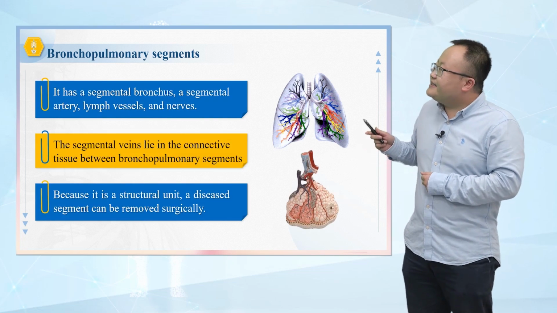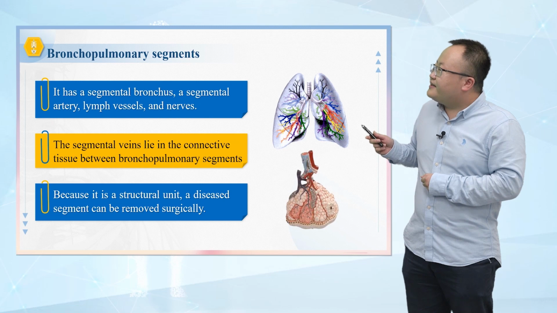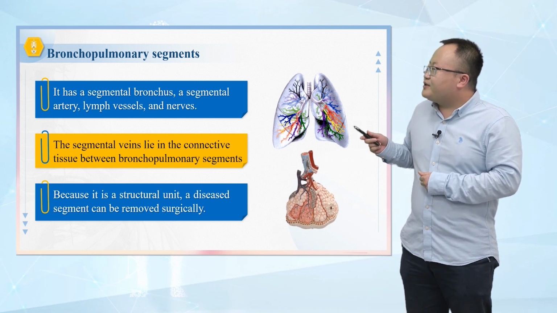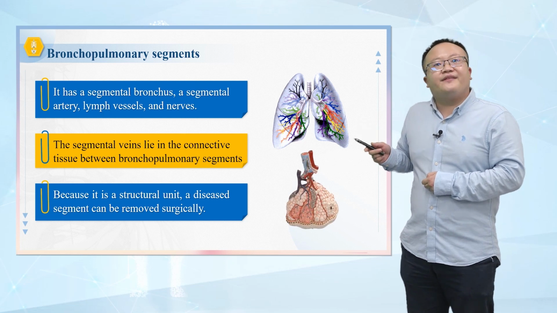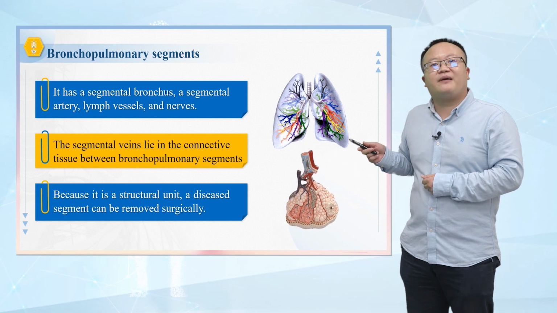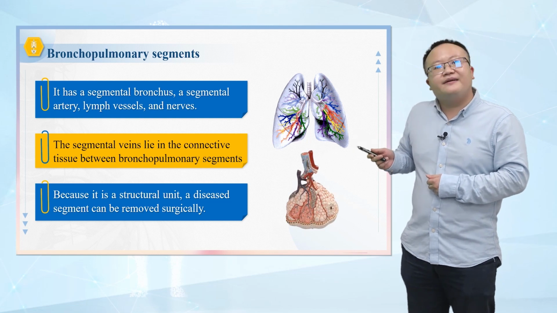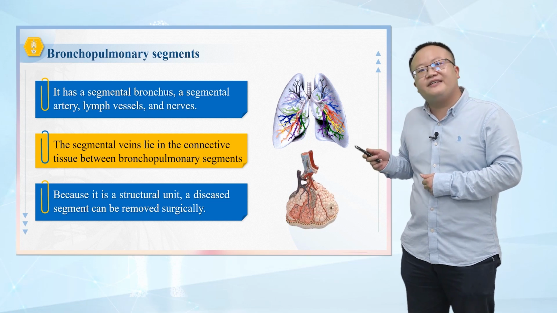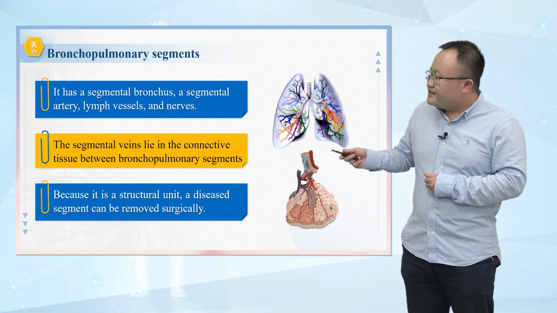It has a segmental bronchus, segmental artery, lymph vessels, and nerves. The segmental vein lies in the connective tissue between bronchopulmonary segments. Because it's a structural unit, a diseased segment can be removed surgically.